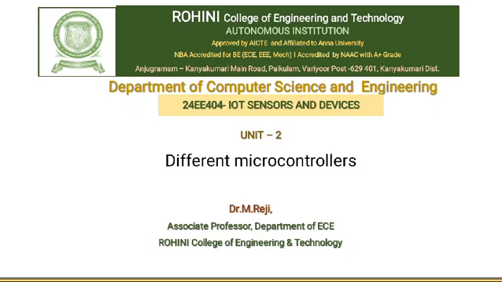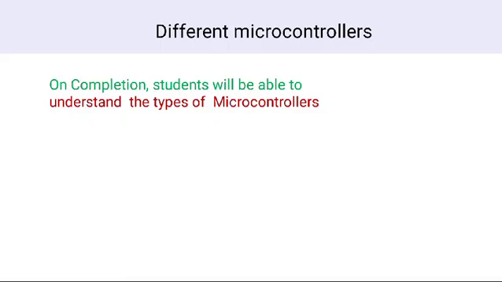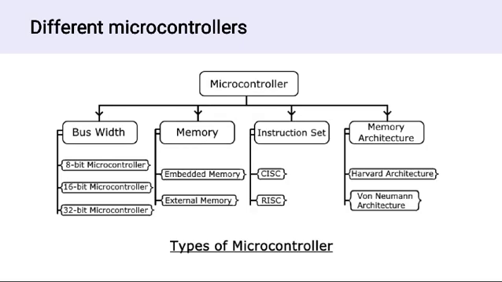Today in IoT and sensor devices class, we are going to see about different microcontrollers. On completion of the topic, students can understand the types of microcontrollers. The microcontrollers are classified based on bus width, memory, instruction set, and memory architecture. Bus width is classified into 8-bit microcontroller, 16-bit microcontroller, 32-bit microcontroller.